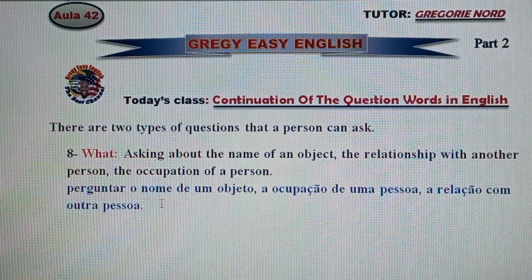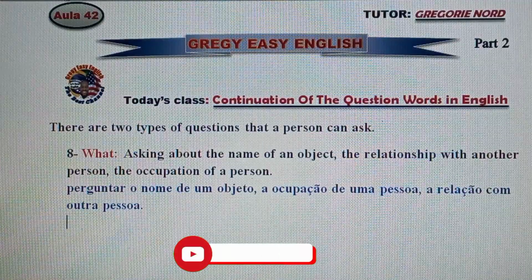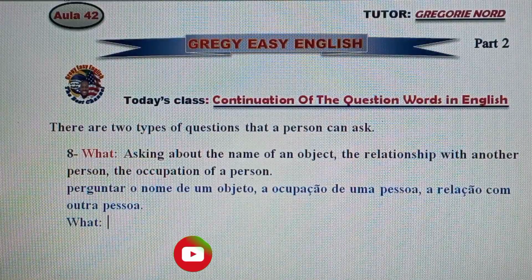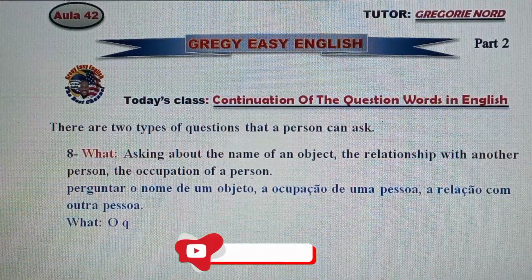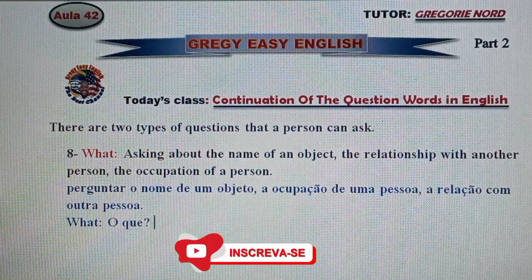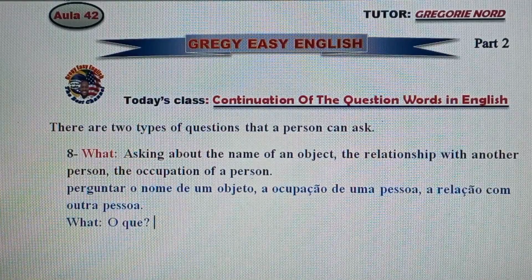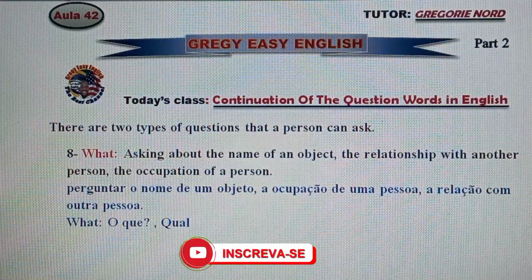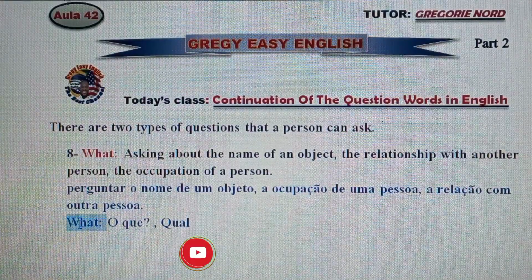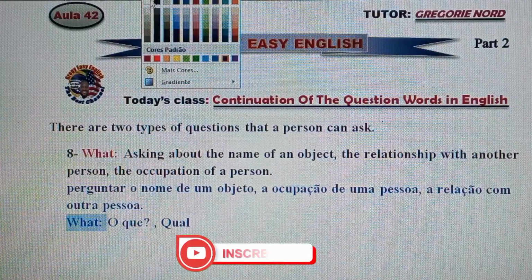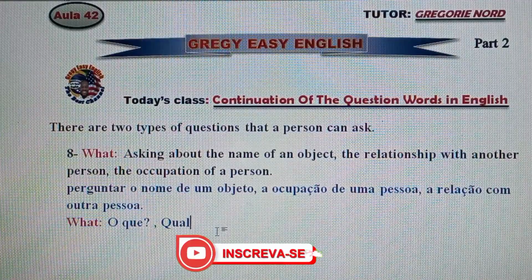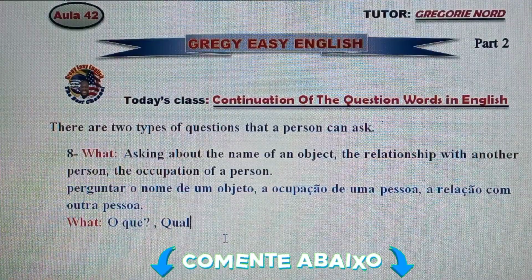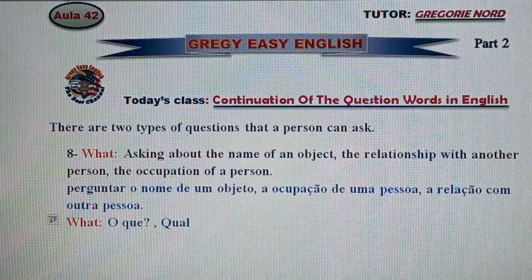O que significa what? The question word what. What significa o quê? What significa qual? Depende da pergunta. Depende da sua pergunta. Okay, let's take some examples with the question word what.